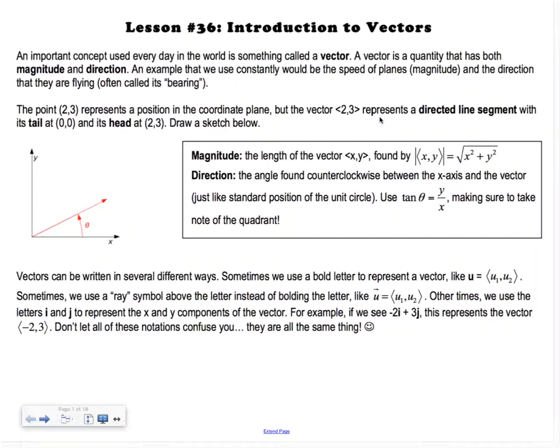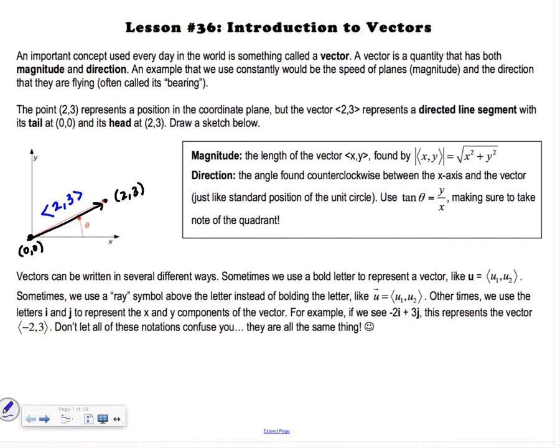So in this example, it says the point 2, 3 represents a position in the coordinate plane, but the vector 2, 3, see how it has those little triangular things, represents a directed line segment with its tail at 0, 0 and its head at 2, 3. So it goes from 0, 0 to whatever point we're talking about. In this case, I was calling it 2, 3. That ends up creating the vector, which we write like this with those little pointy things on the edge.